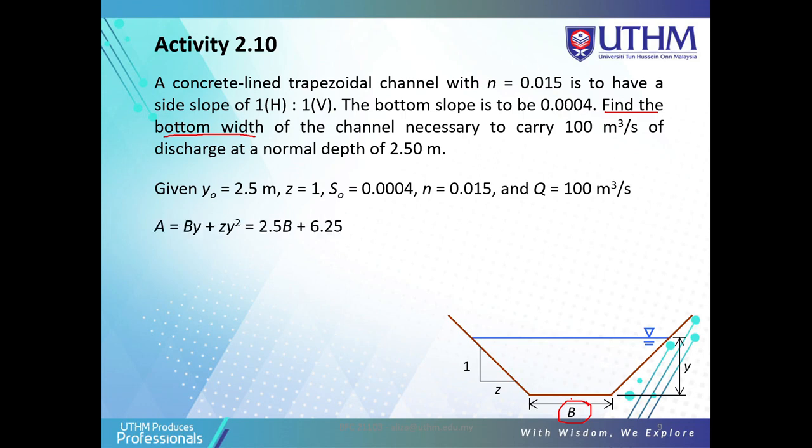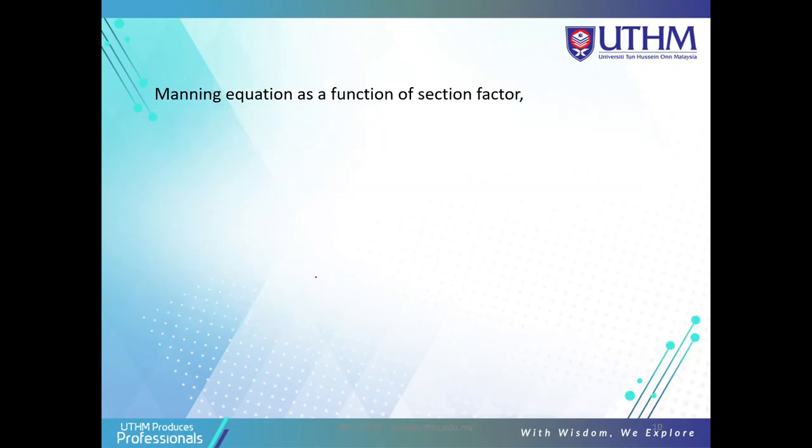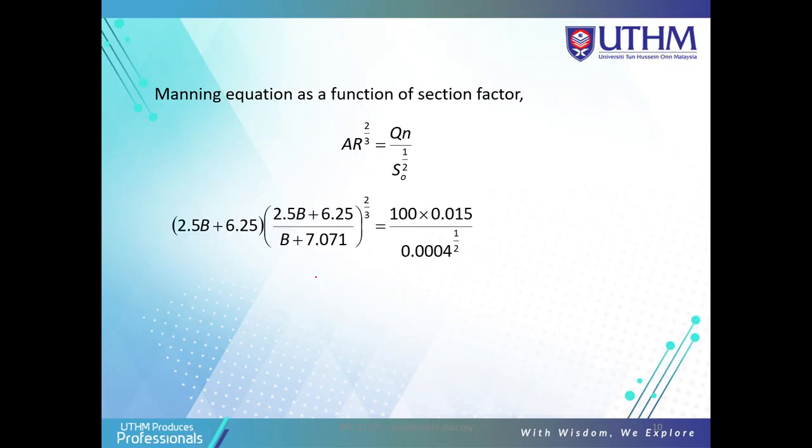So first you must use the formula of area of the trapezoidal in terms of b, because you want to find the b here. The P formula is also in terms of b, and the R is also in terms of b. So use the Manning equation as a function of section factor. First you must use this equation to find the parameter that you want to find. You just put all the values of A and R in terms of b here, so you get the value here is 75.